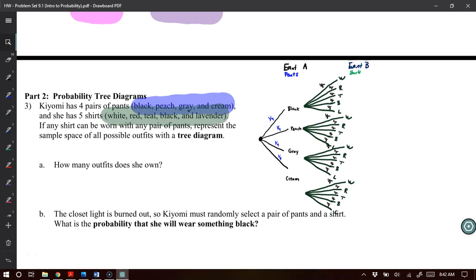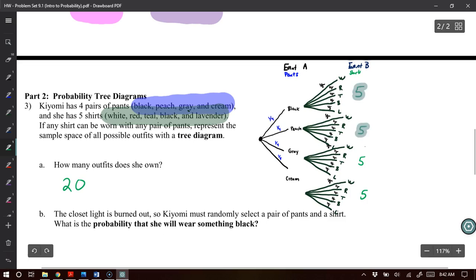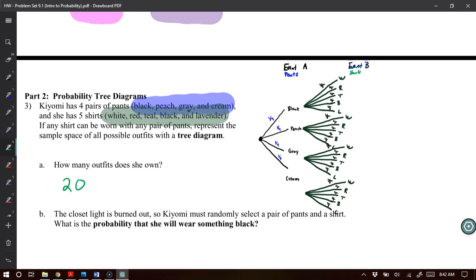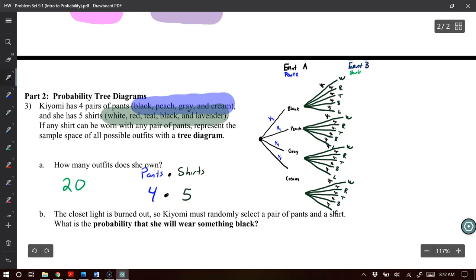How many outfits does she own? So how many total branches do I have at the end? Well, I have 5 branches here, 5 branches here, 5 branches here, 5 branches here. There are 20 total outfits. Now, if you don't remember from the video, this is called the fundamental counting principle. If we take the number of outcomes from event A, which is pants, and there are 4 outcomes, and we take the number of outcomes from event B, which is the shirts, which are 5 outcomes, and we multiply those together, that will tell you the total number of outfits.